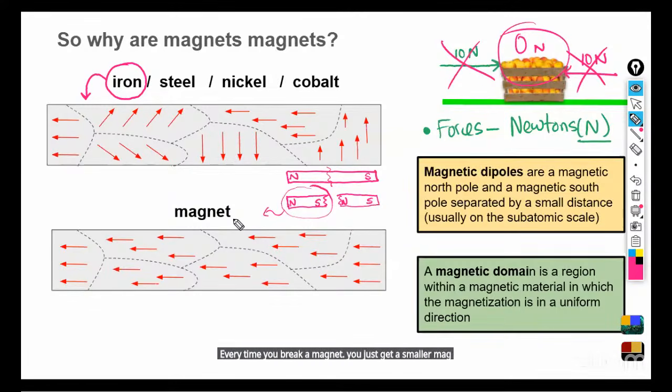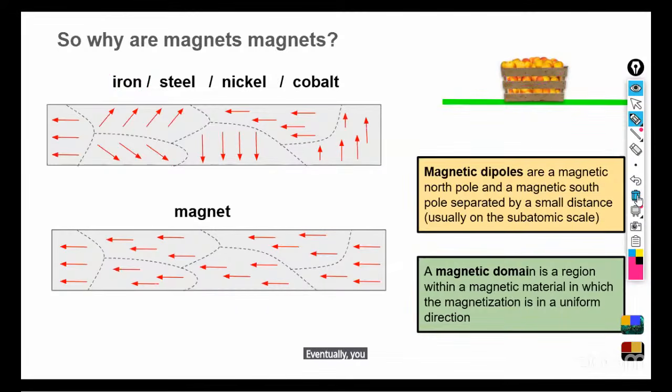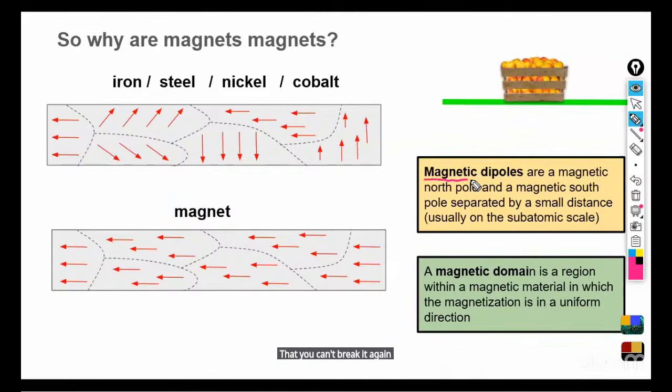So let's say we do that a billion times. We break the magnet, take the broken piece, and break it again, over and over and over. Eventually, you will reach the atomic scale where you will get a magnet so small that you can't break it again. The smallest possible magnet is called a magnetic dipole.